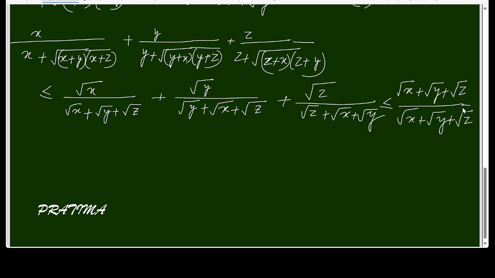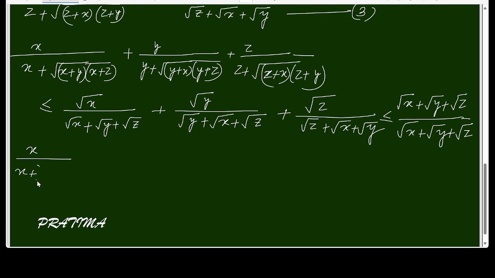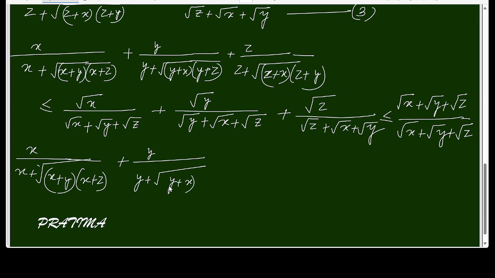That gives you 1. So we proved that x over x plus square root of (x plus y)(x plus z), plus y over y plus the same form, plus z over z plus square root of (z plus x)(z plus y), is less than or equal to 1. Please have patience because I am writing the last statement. That completes the proof.